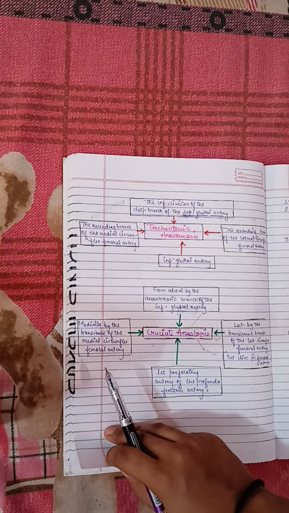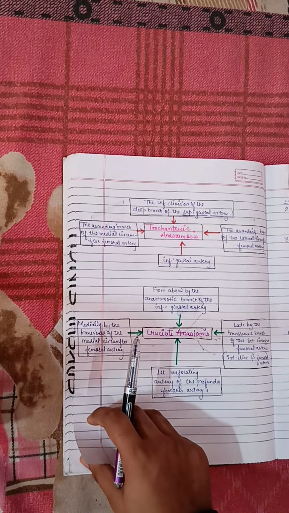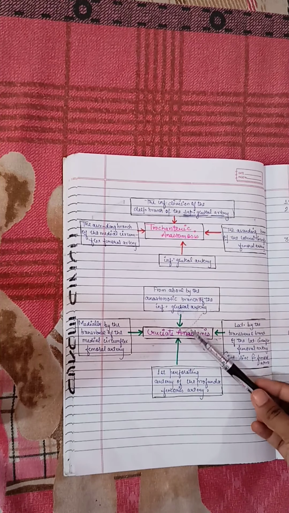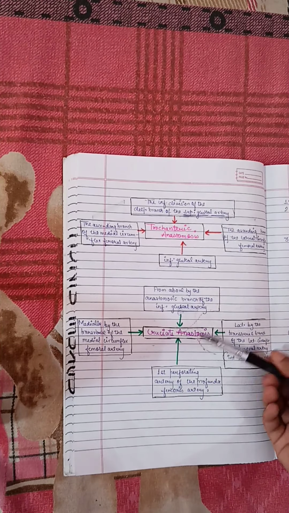Now this is all about the cruciate and the trochanteric anastomosis.